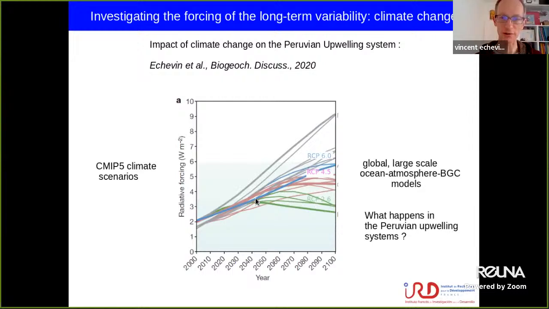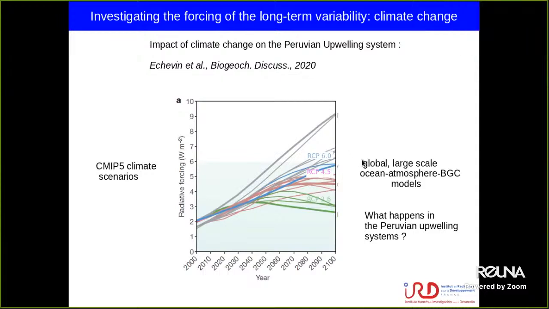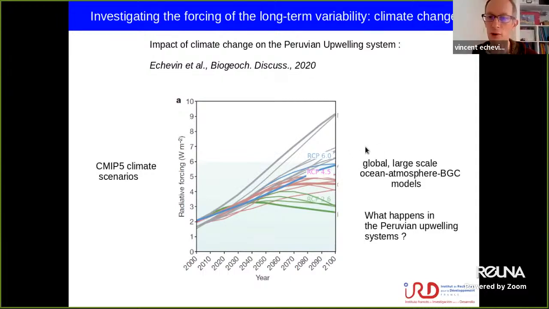You have the scenarios with mitigation, the scenarios with different types of economical scenarios as well. And here in gray, you have the worst case scenario with a steady increase of the radiative forcing. So these scenarios are studied with global, large-scale ocean atmosphere, and sometimes BGC, meaning biogeochemical models. And these models have a low resolution, so it's kind of difficult to see what happens in some local systems, such as the Peruvian upwelling system.